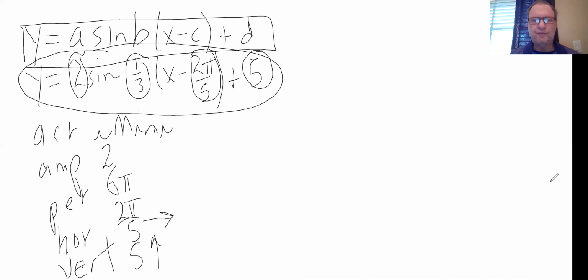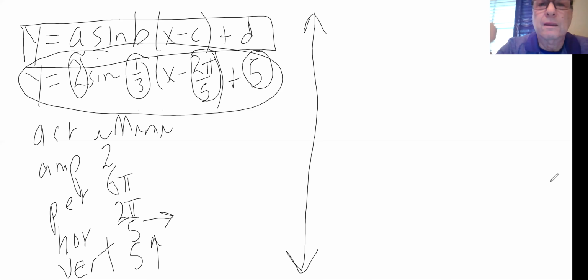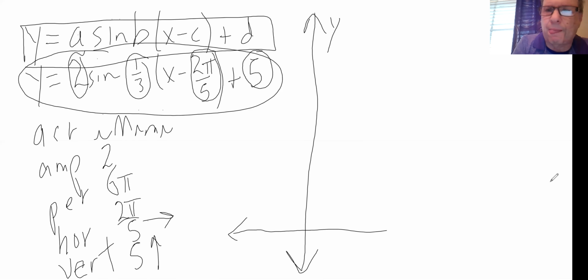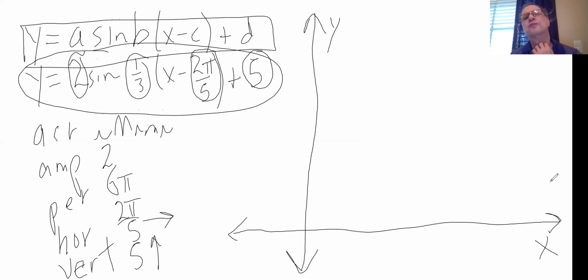Now, to graph this, we're going to graph this in the exact reverse order. Now, firstly, I will draw my axes. And don't forget to label your axes. And don't forget to put arrows on the axes because axes are lines. So now we're going to apply these 5 things in the exact reverse order.